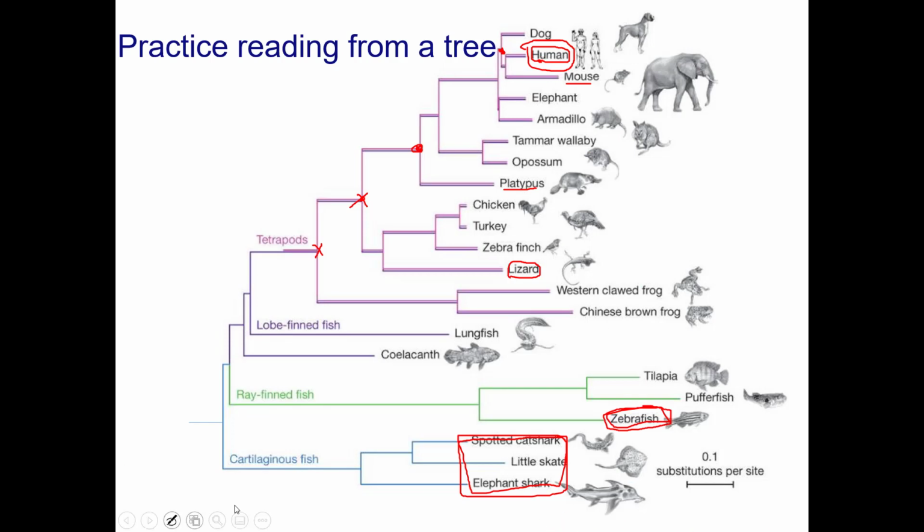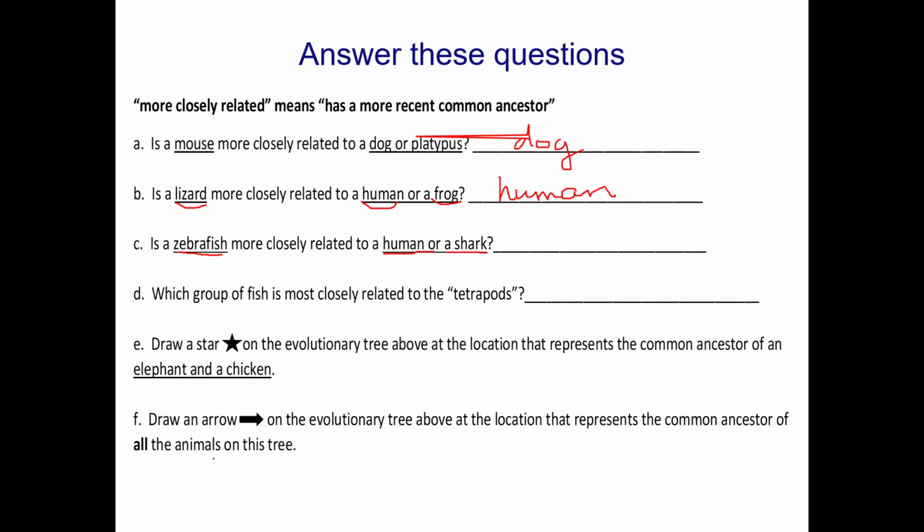Pretty far. The ancestor is here for zebrafish to human. And zebrafish to shark, no matter which shark you pick, you have to go back to here. So it's slightly more related to human than to shark, because you don't have to go back as far to reach the common ancestor that is shared with the human. You have to go back a little bit further to find the common ancestor with the shark. So I think that's going to surprise you, right? Zebrafish is more closely related to human.